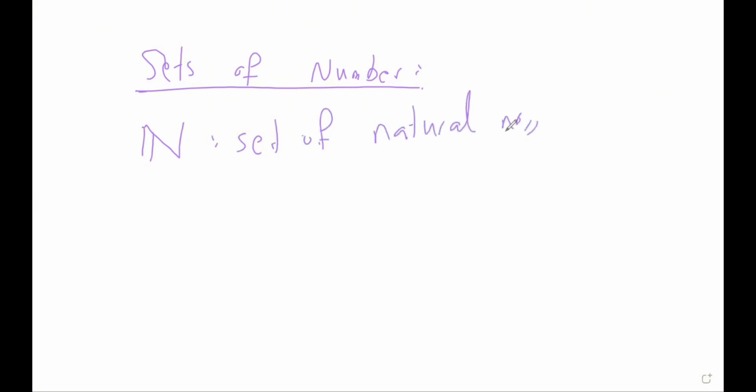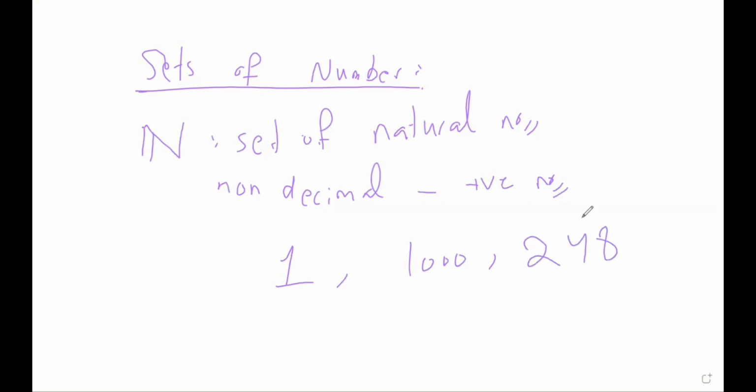So what do we mean by natural numbers? By natural numbers we mean the numbers that are non-decimal, and they also have to be positive numbers. For example, the number 1 is a natural number, 1000 is also a natural number, 248 is also a natural number, since they are all non-decimal and positive at the same time. The set N starts from the number 0, then it continues 1, 2, 3 and so on. It contains an infinite number of elements.